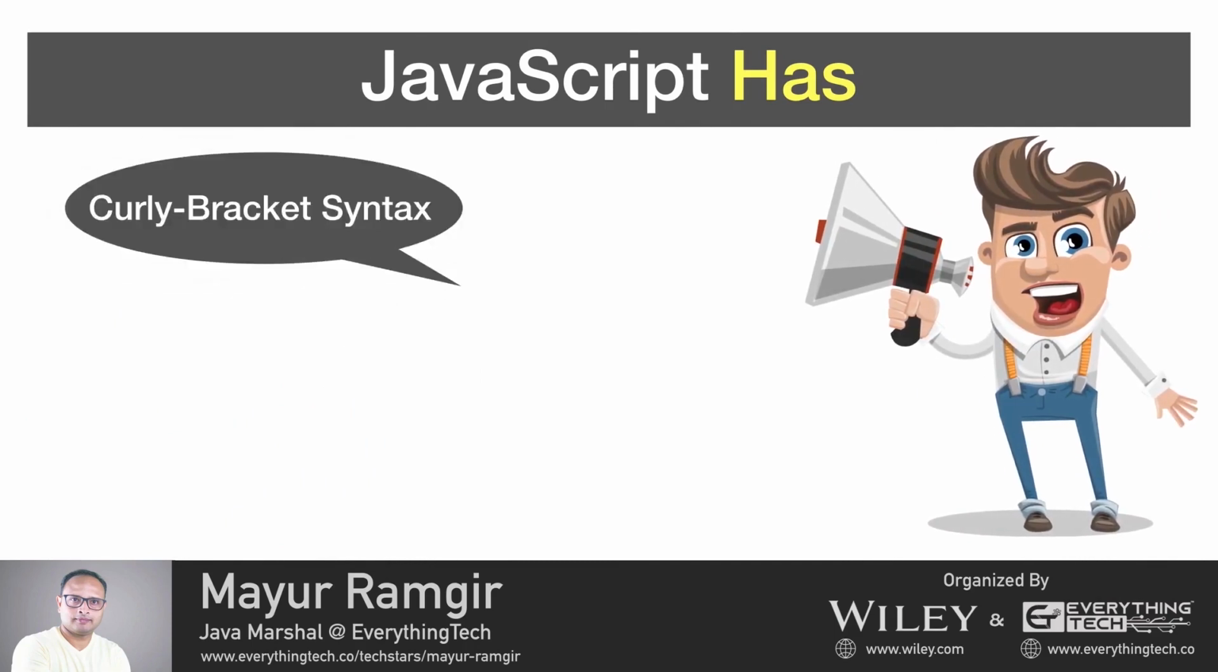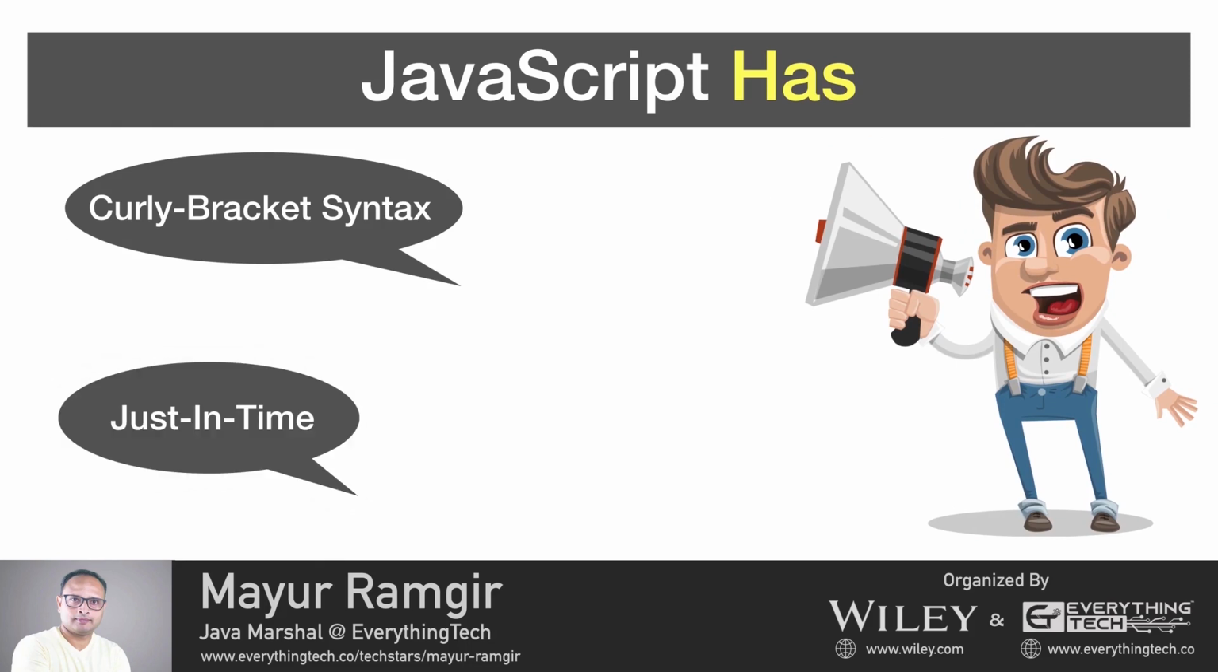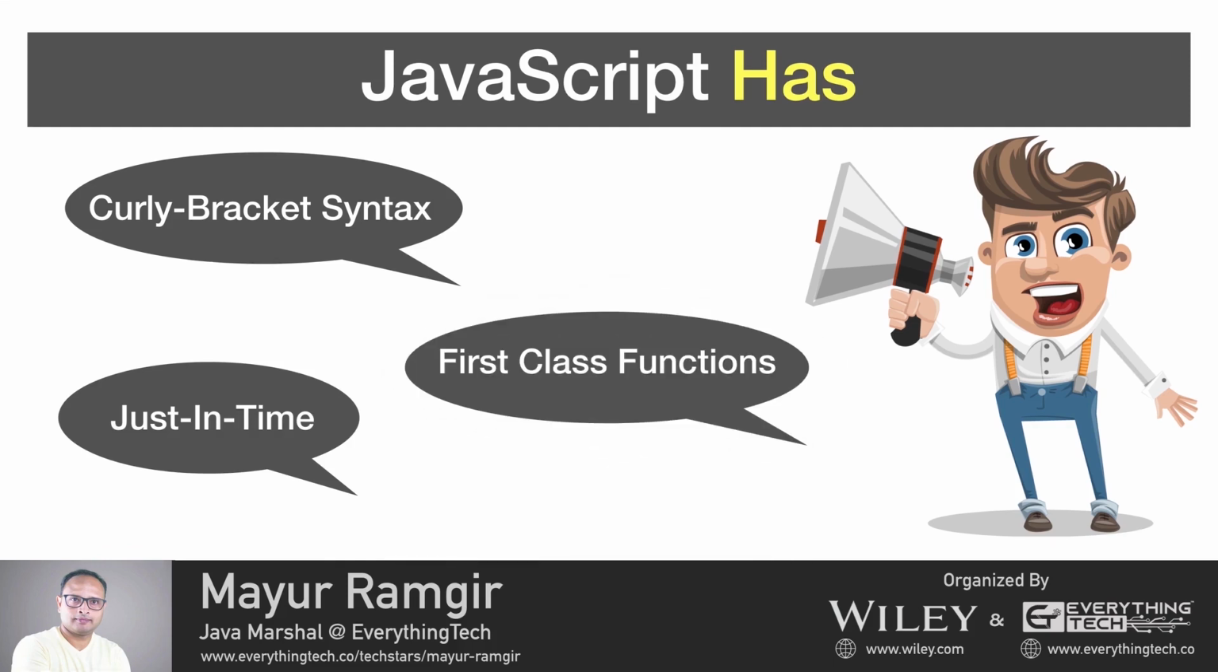JavaScript has curly bracket syntax, just like Java, where a function starts and ends with curly brackets. It has a just-in-time compiler, which means it compiles JavaScript to executable bytecode just before it runs. It has first-class functions. It means functions are treated like any other first-class object, like stored in variables, passed around, returned from other functions, and even hold their own properties.